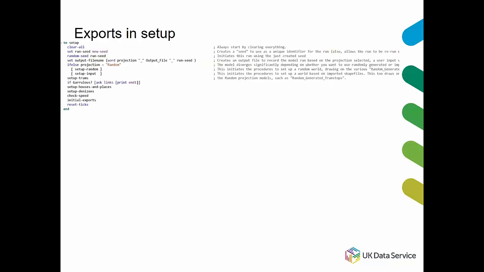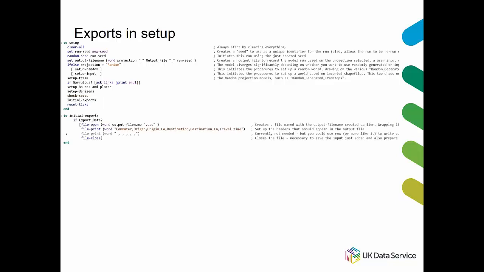Specifically, this not only lets me import the CSV file that tells tram stops which tram stops they're connected to, but it also allows me to export CSV information very easily. For example, initial exports here is now a part of my setup procedure, and what it does is create a file that is uniquely named for the run that is relevant, and then print a header line in that file. It just gives headers to 6 different items that I thought might be interesting to export.